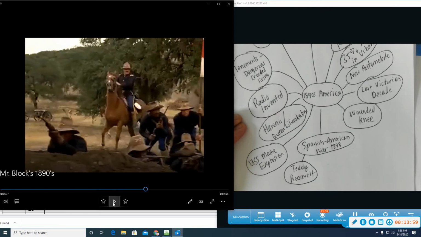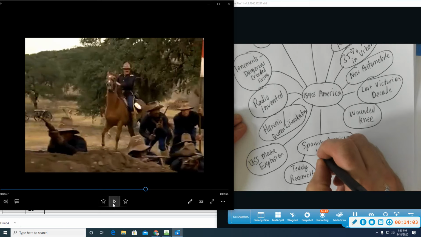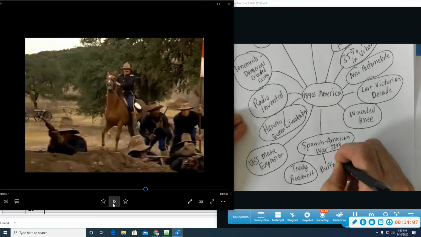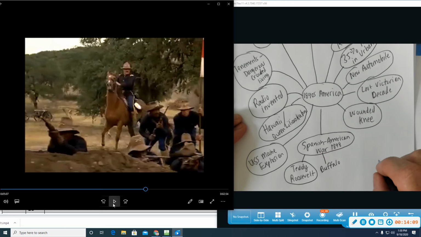He just said the word Buffalo Soldier. Who's a Buffalo Soldier? We're going to put that off of Spanish-American War. What is a Buffalo Soldier? And they did not, for many, many years, get the credit that they deserve.